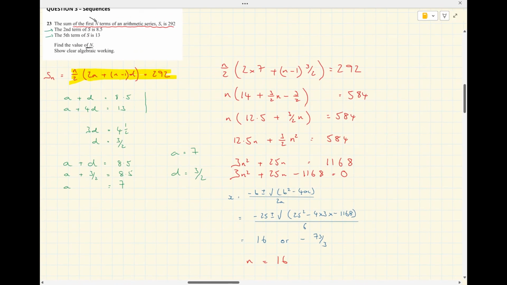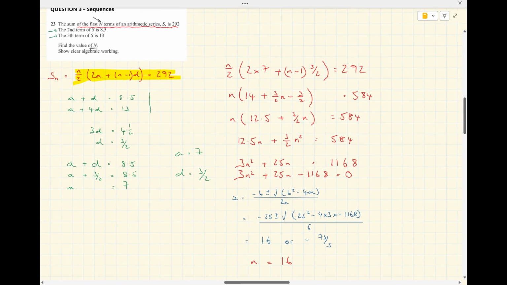Now, have we answered the question? Find the value of n. Yes, we have. I've called it little n rather than capital N, but I'm sure you'll forgive me that. And that is question 3 complete. Now, let's see what we've got coming up for question 4.